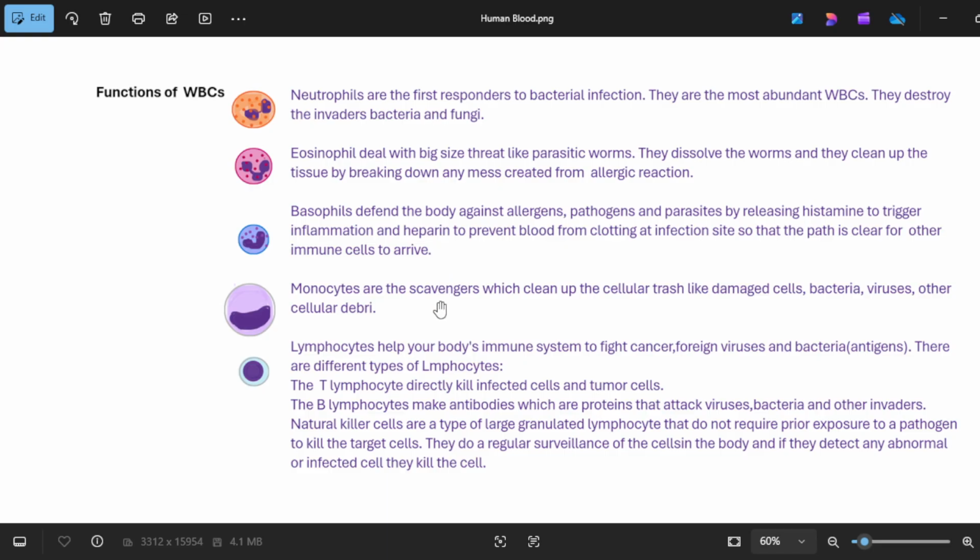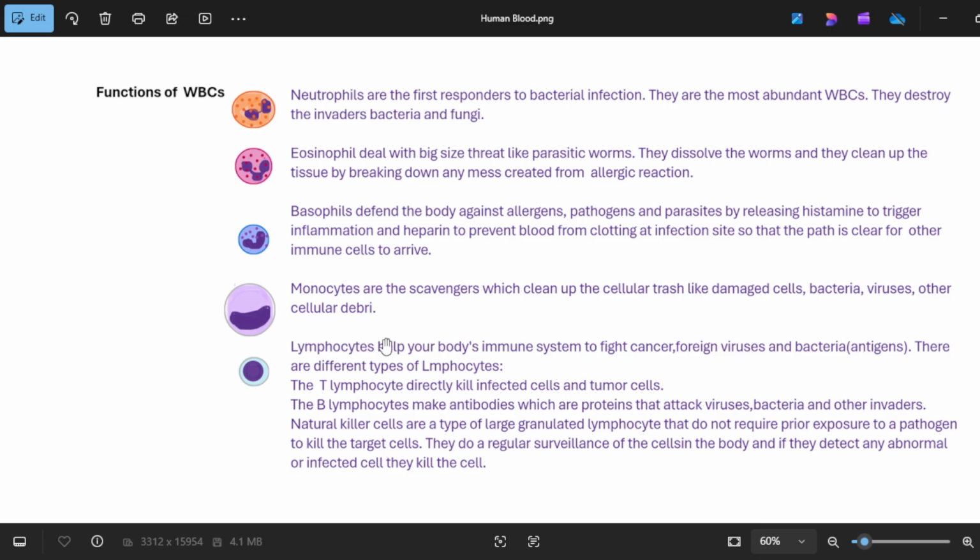Next is the monocyte. Monocytes are the scavengers, which are the cleanup guys. So whatever debris or bacteria, virus, and whatever is left, and whatever damaged cells are there, it just goes and eats up all that debris. So all that debris is cleaned by these monocytes.